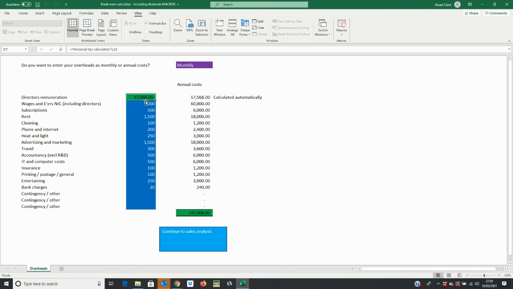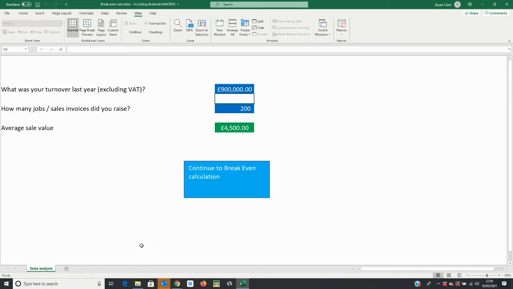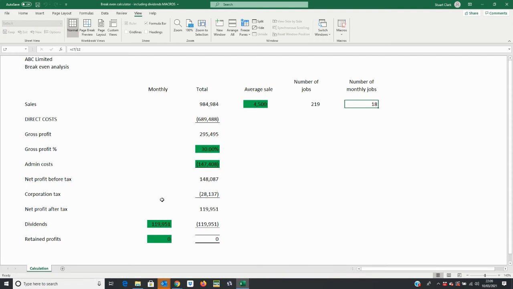This director's remuneration figure has been calculated from the personal tax calculator beforehand, and I've got an average of what I've looked at with regards to monthly costs, and this calculates it into the annual cost. So about 150 grand for the year, which is about right based on the previous year's accounts. If I go to my sales analysis, turnover last year is about 900,000. As I said, we had 200 jobs or sales invoices, so the average sales value was 4.5 grand as per the previous calculation.